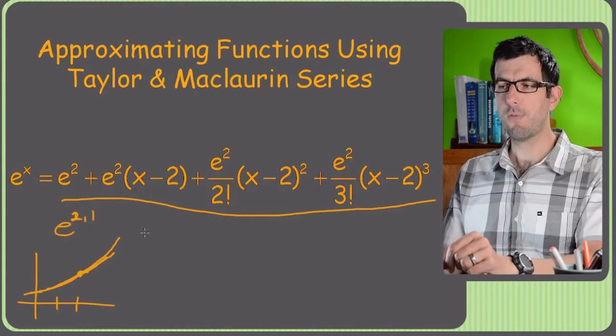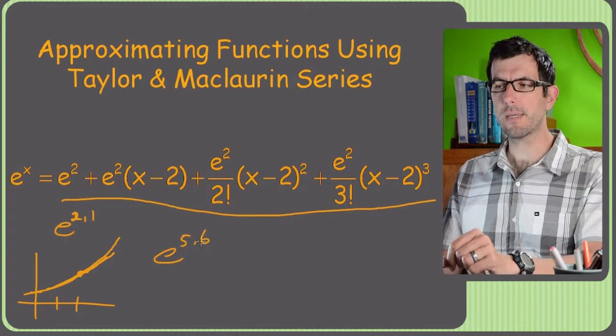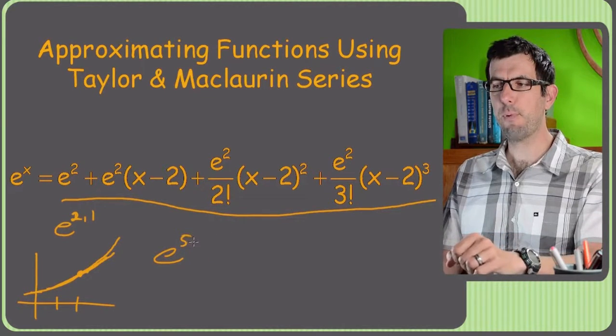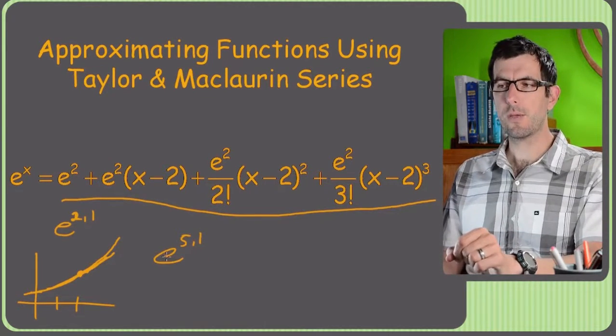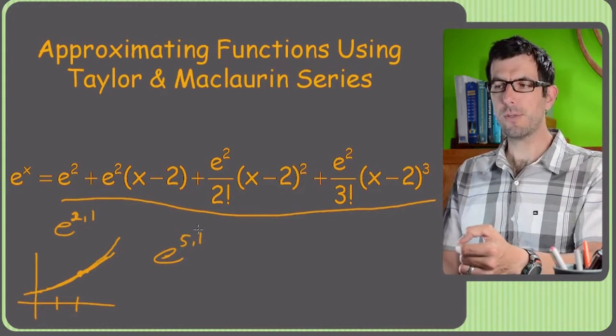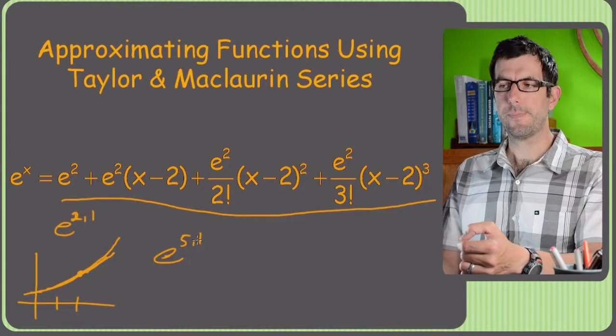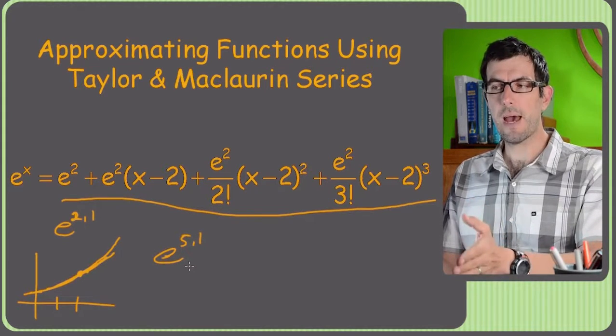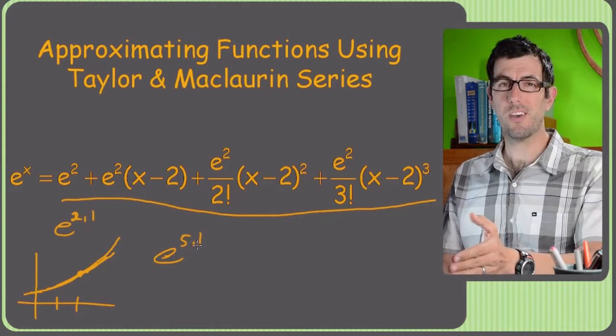So if I wanted to estimate e to the 5.1, do I want to use my e squared one, or do I want to use e to the 5th? I want to use something close to the value that I want to find, because if I center my series at 5, that's really close to 5.1, so that's good.